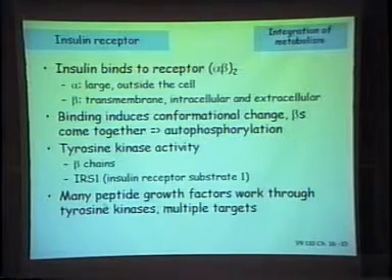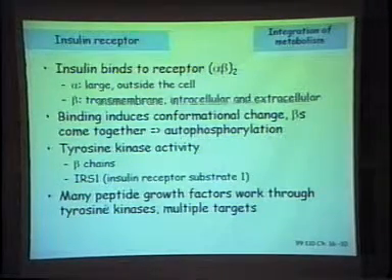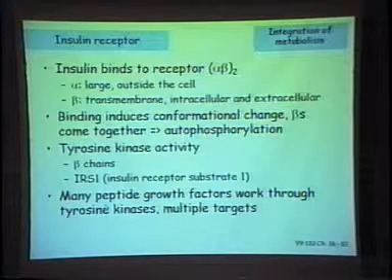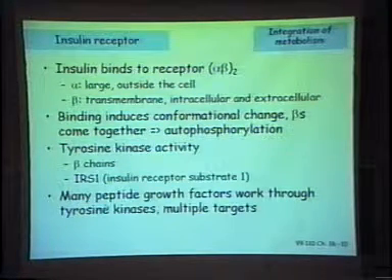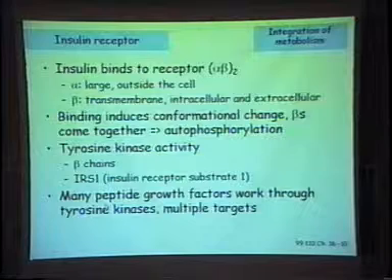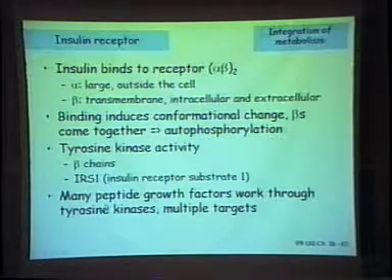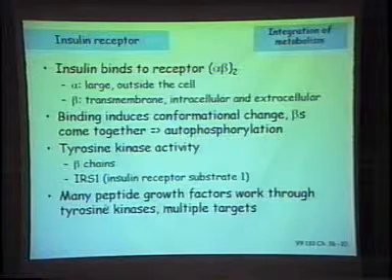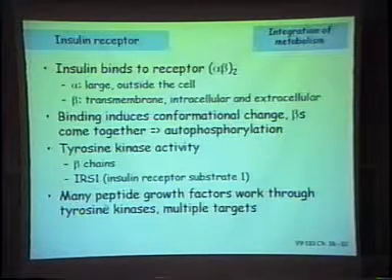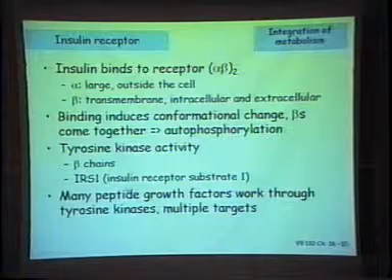We find that many different peptide growth factors can use tyrosine kinases, and that they have many different targets in their target tissues. Peptide growth factors include things like human growth hormone and somatostatin and things like that. Many things that regulate the immune system are peptide growth factors.